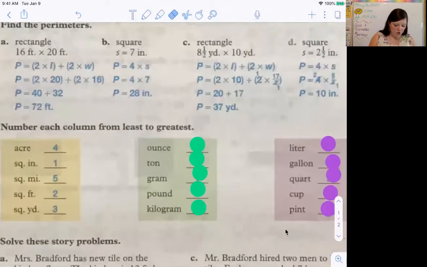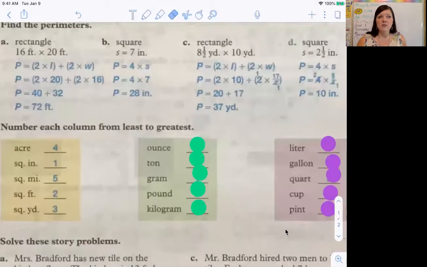Ounce, ton, gram, pound, kilogram. Out of those, which one is the smallest? I want you to think about the weight of a dollar bill or a paper clip or even a packet of sugar. A gram. A gram is the smallest. I'm not going to reveal that one because I have a feeling that it's going to reveal them all. So let's just think gram 1. What is 1 up from that?